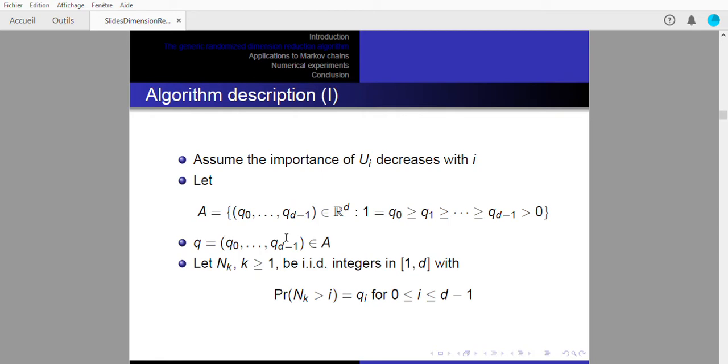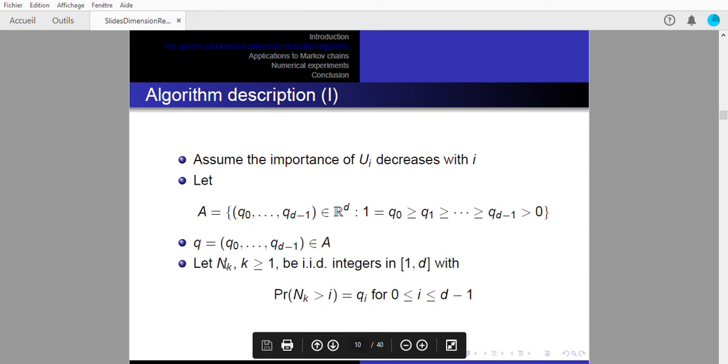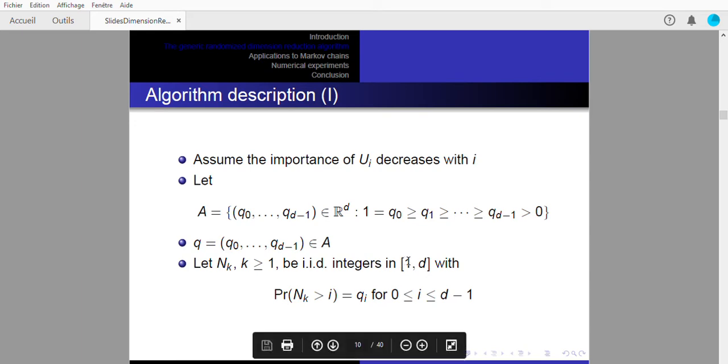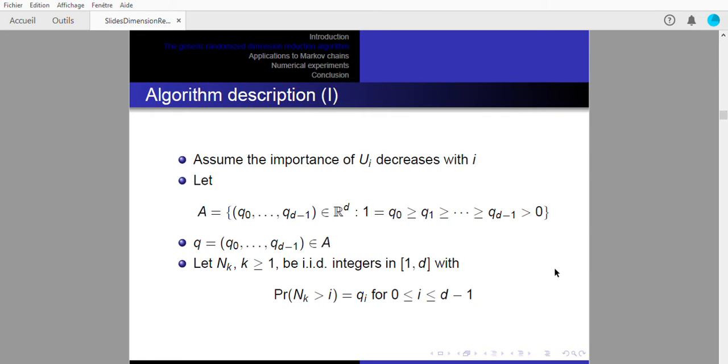Now, if q is a vector that belongs to A, let us define a sequence n_k of independent integers that belong to the interval 1 to d, such that the probability that n_k is greater than i is equal to q_i. So n_k, for any k greater than or equal to 1, is a random integer that belongs to the interval 1 to d, and the probability that n_k is greater than i is equal to q_i for i between 0 and d minus 1.